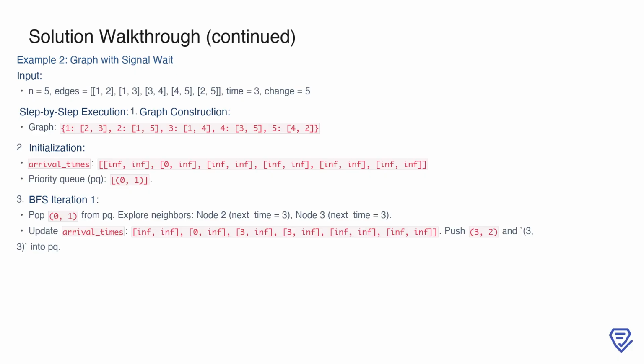In the first BFS iteration, we process (0, 1). From node 1, we explore neighbors 2 and 3, both of which can be reached in 3 units of time. Their arrival_times are updated to [3, INF], and we push (3, 2) and (3, 3) into the queue for further exploration. Signal weights don't affect this iteration yet because the travel time of 3 doesn't cross any signal boundaries.